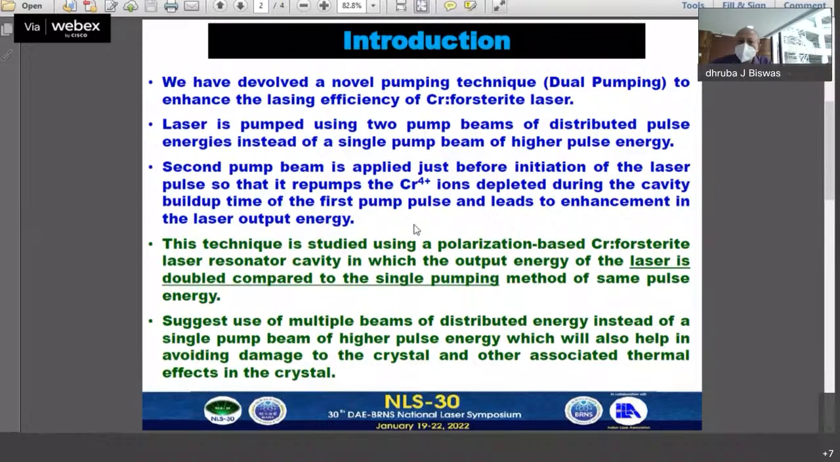Okay, so we have applied this pumping technique in a chromium fluoride polarization-based laser resonator cavity, in which the output energy of the laser has doubled compared to the conventional pumping technique. This technique suggests that instead of operating the laser at a higher pump pulse energy of a single pulse, we can use multiple beams, which helps enhance the laser efficiency. Along with that, it allows us to pump the crystal at higher energy due to the higher damage threshold, and it also suppresses other detrimental effects. Next slide, please.